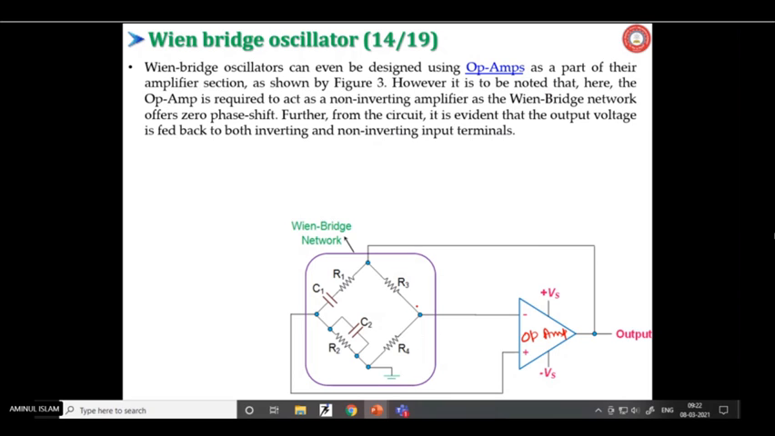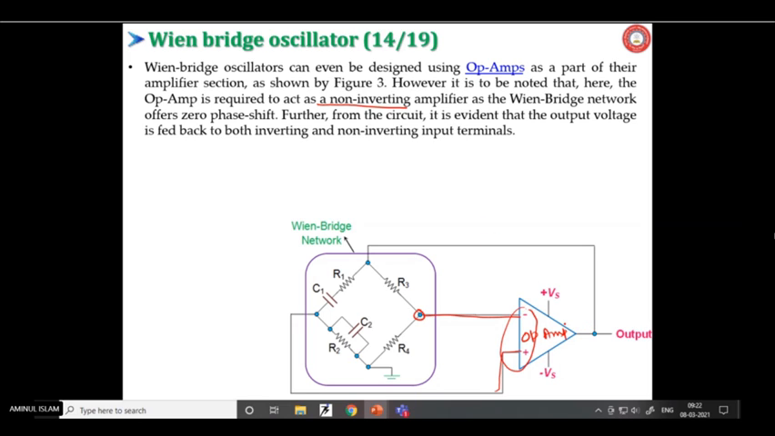So here is the example of a Wien bridge oscillator using an op amp. See how it is connected. This point is connected with the negative terminal, and this is with the positive of the op amp. It is to be noted that here the op-amp is required to act as a non-inverting amplifier, and that's why it is connected this way. Because if it is inverting, then there will be a problem.